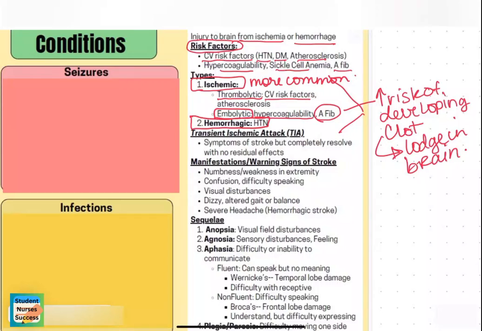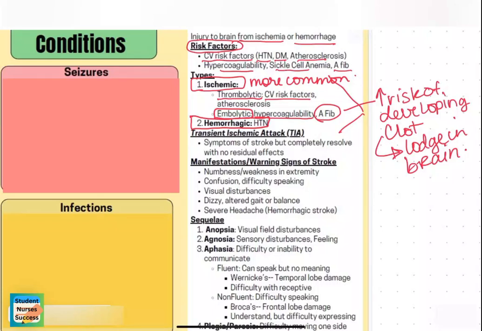The second type of stroke is hemorrhagic stroke. In a hemorrhagic stroke, a vessel actually leaks or bleeds, and then you have bleeding into the brain, which is going to cause lack of blood flow to an area of the brain, and also an accumulation of blood in the brain, which increases intracranial pressure. It is not as common; however, patients with extremely high blood pressure are at risk for developing a hemorrhagic stroke. With hemorrhagic strokes, you see higher mortality. With ischemic strokes, you see higher morbidity or the development of disability.